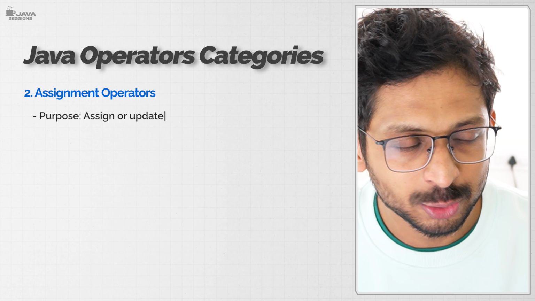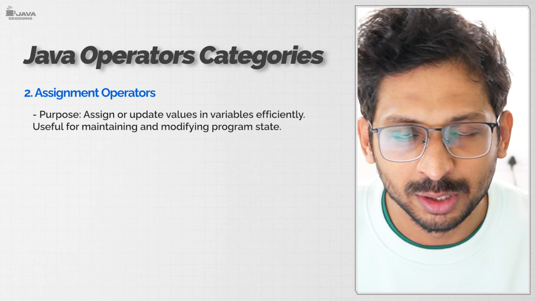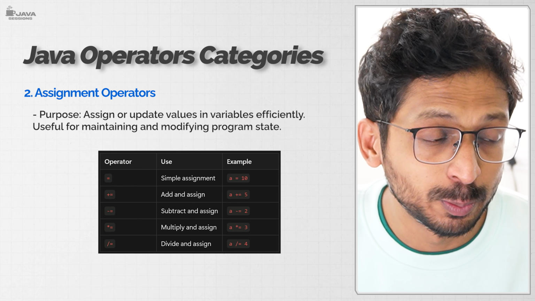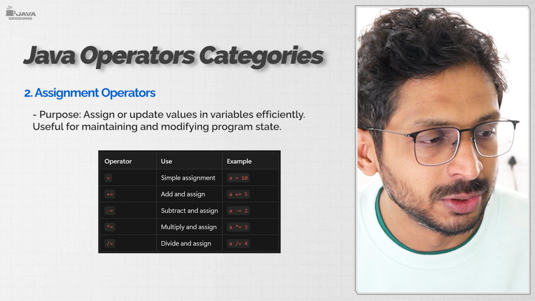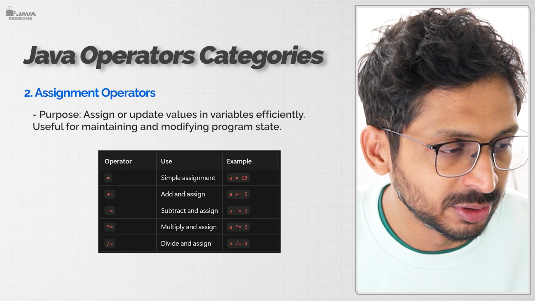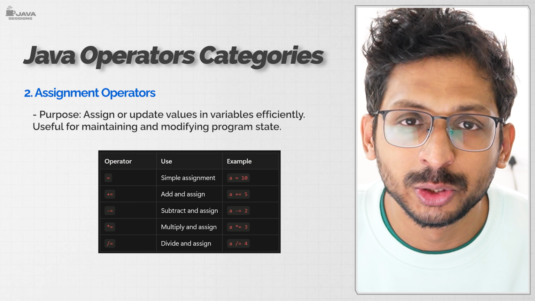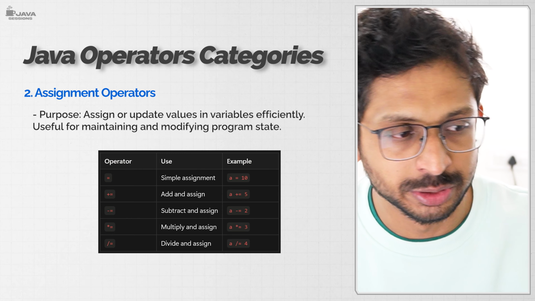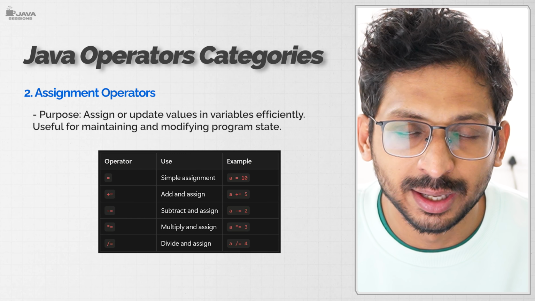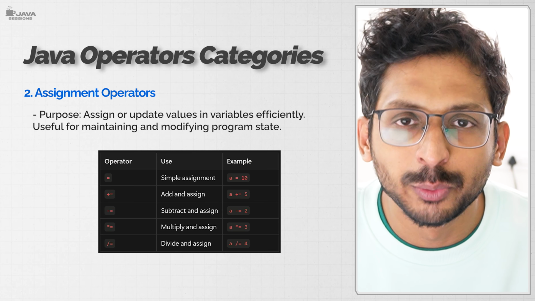Then we have assignment operators. These are used to assign values to a variable. You can also perform combined assignment by using the arithmetic operators here. So here add equal to is going to add the value and then assign it. Similarly, you can have subtract and assign, multiply and assign, and divide and assign.